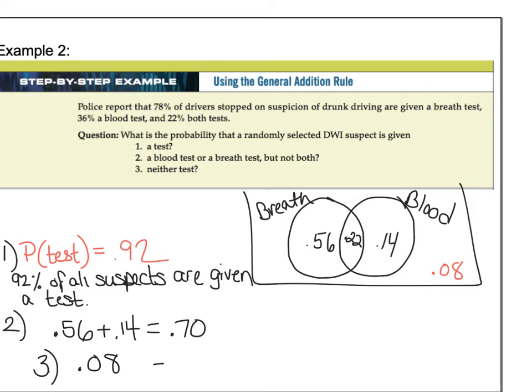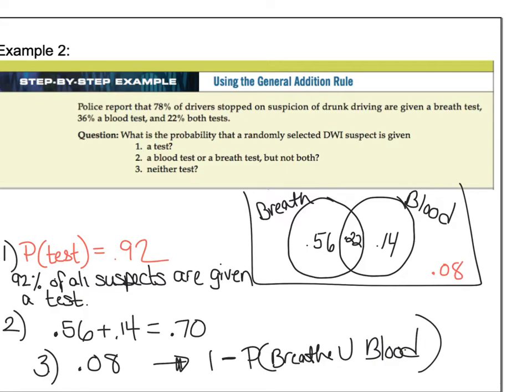Just curious, how do you show that in notation? Probability of neither test, you could write that as 1 minus, because it's the complement, the probability of our union. So breath union blood test. All right.